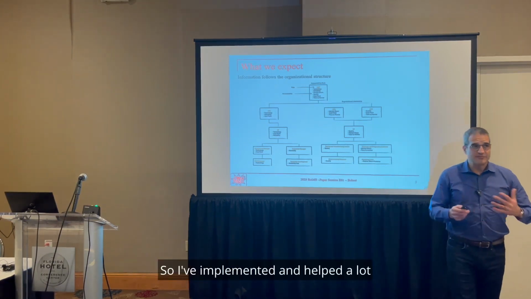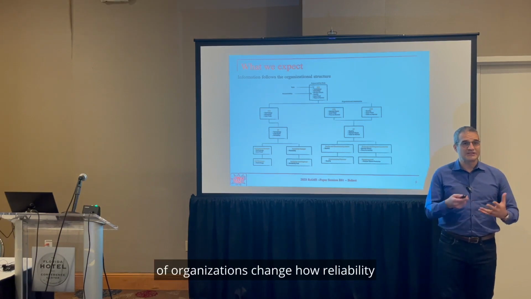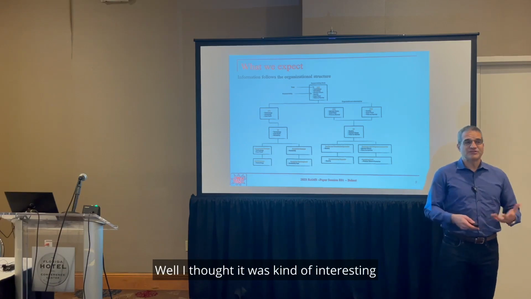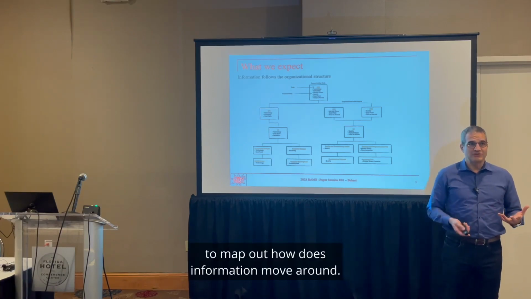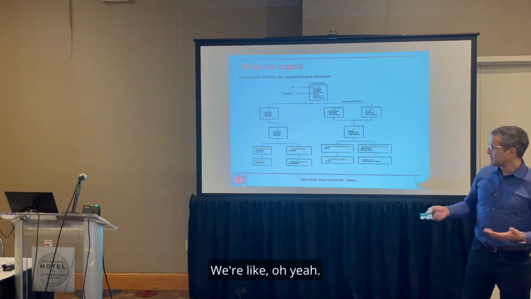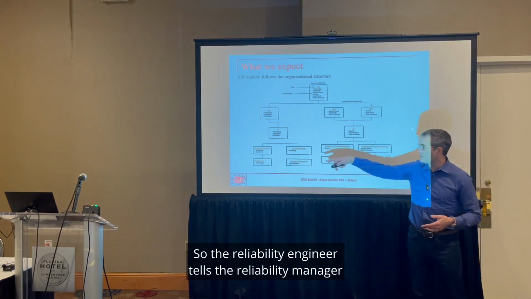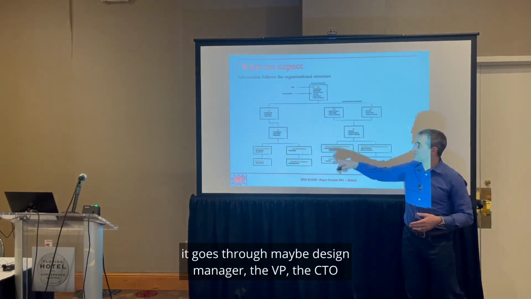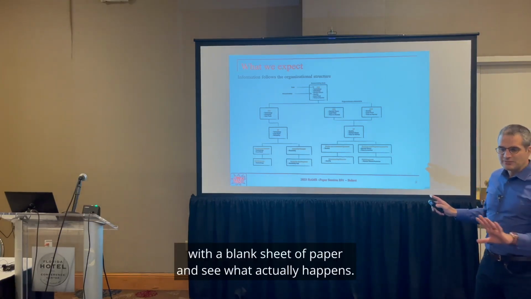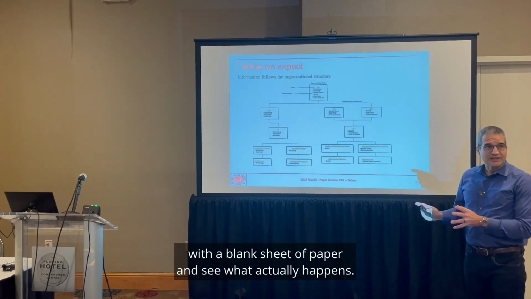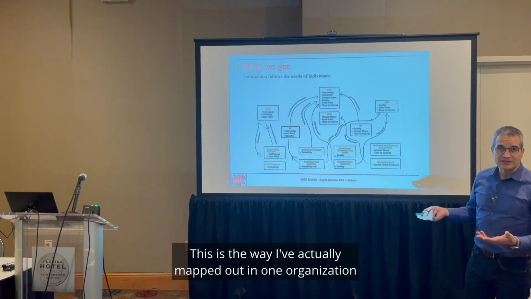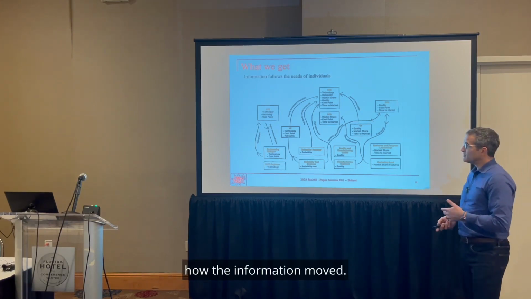So I've implemented and helped a lot of organizations change how reliability is integrated into their process. Well, I thought it was kind of interesting to map out how does information move around. Now, we all start off assuming that it follows an org chart, right? We're like, oh yeah, so the reliability engineer tells the reliability manager, it goes through maybe design manager, the VP, the CTO, and that's how the information flows. Well, I said, okay, let's just start with a blank sheet of paper and see what actually happens. It looked a lot more like this. This is the way I've actually mapped out in one organization how the information moved.